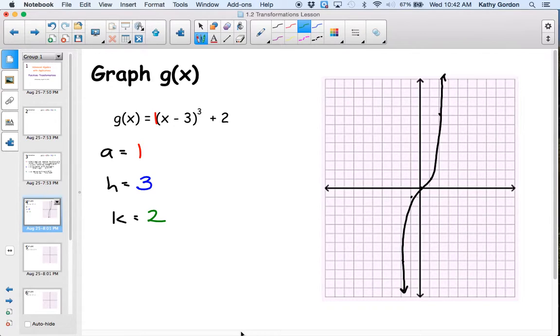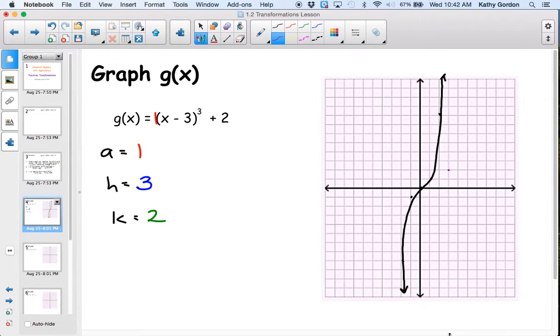So what do we have to do? H being equal to 3 means we have to do what? Which way? Right. Right 3. And K being equal to 2 means we go up 2. Now, we usually do that with that key point, that anchor point, because it's easy. We know that normally cubic goes through 0, 0, and so now I'm going to take that 0, 0 point and I'm going to move it 3 to the right and 2 up.